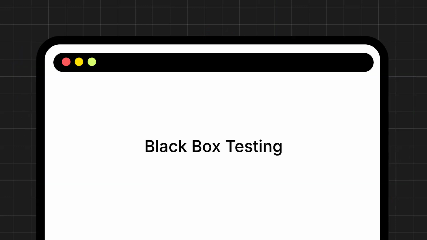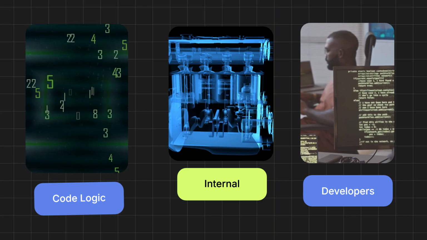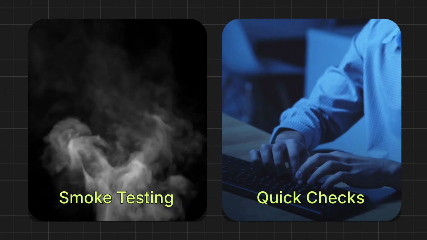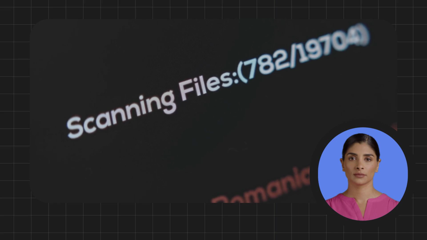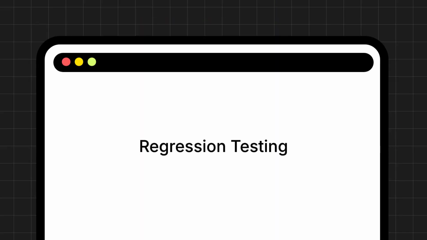Here are key manual testing methodologies you should know. Black box testing focuses on inputs and outputs without knowing internal code. White box testing involves testing internal code logic, typically done by developers. Smoke testing: quick checks after new builds. Sanity testing: verifying bug fixes and core flows. Regression testing: rechecking older features after changes.